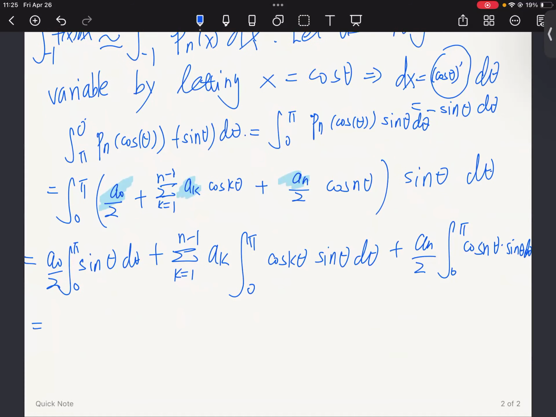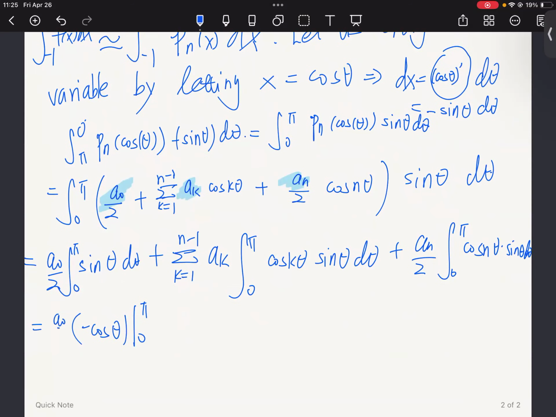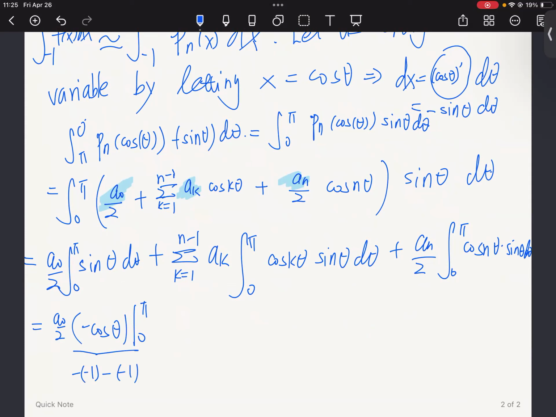So for the first item, what's the antiderivative of this one? It should be negative cosine theta, right? And then evaluate at 0 and pi. And then it's just the A0 over 2. And if we evaluate at 0 and pi, and then we get this, it should be -1, and then -1, then minus the -1. Is it right? Am I right here?